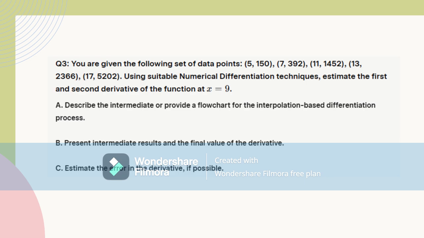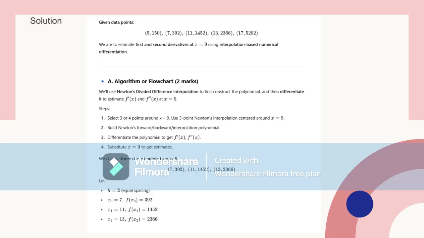Solution for the given question. Given data points are 5, 150; 7, 392; 11, 1452; 13, 2366; 17, 5202. We are to estimate the first and second derivatives at x equals 9 using interpolation based numerical differentiation.